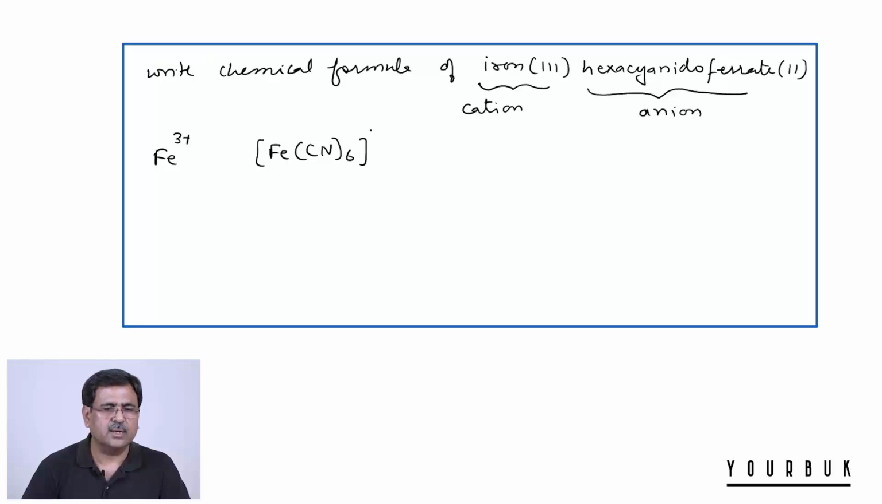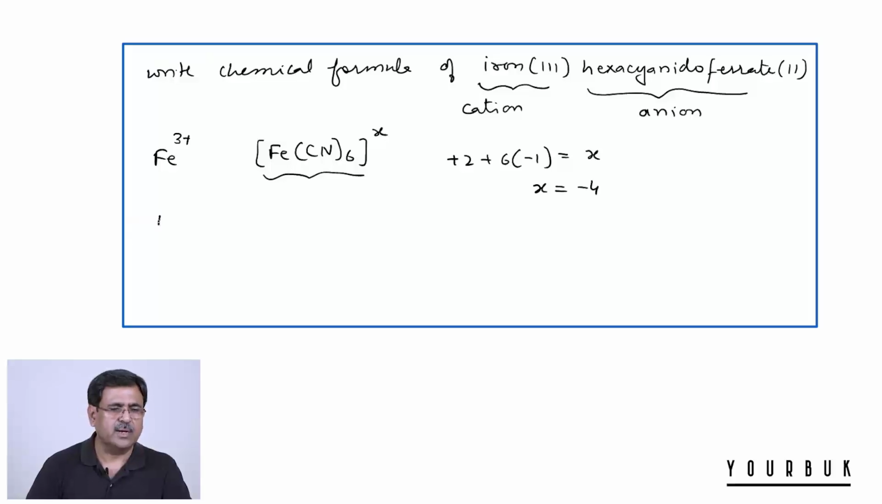and suppose the charge on the anion is X. So again our aim is to find the charge on the anion X. Now in this anionic part, iron is given in the oxidation state +2. So we write +2. Cyanide is carrying a charge of -1. So 6 into -1 equals X. So charge on this anion is -4. So we write the cationic part Fe 3 positive and anion is Fe CN whole 6, 4 negative. Then you balance the charges using this crisscross method.